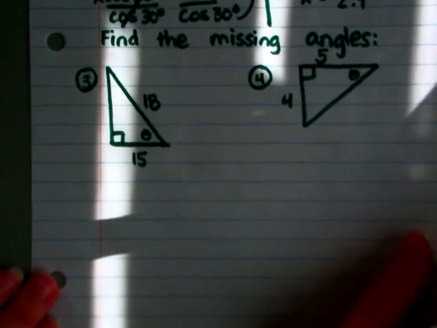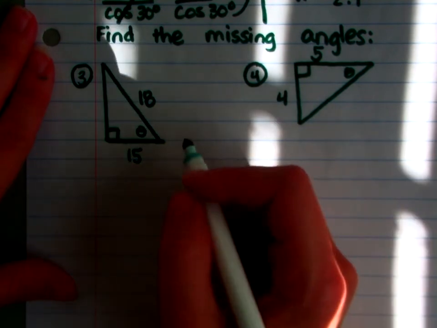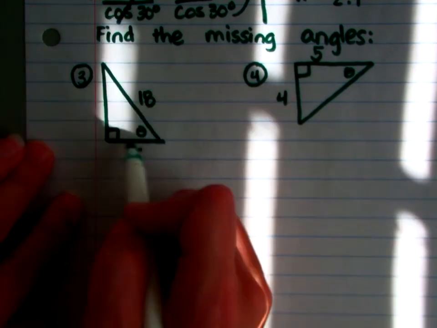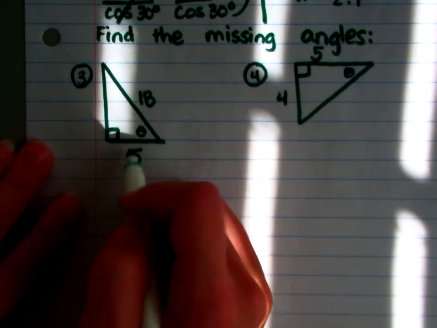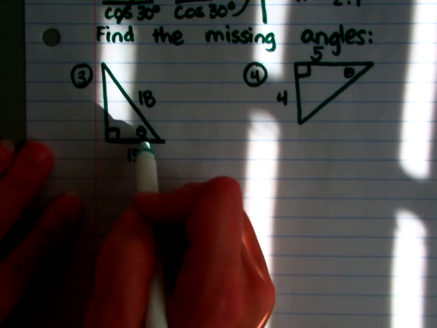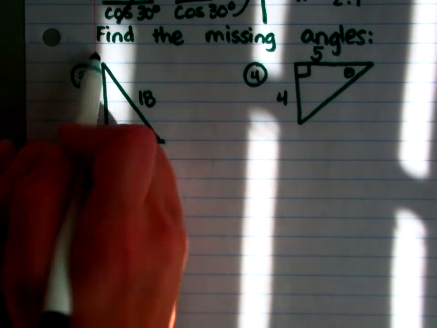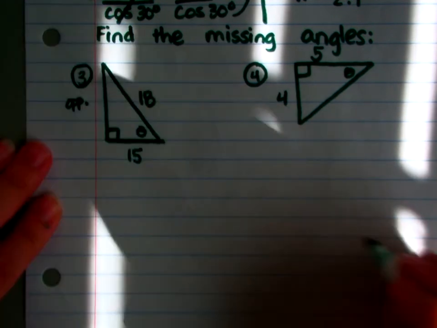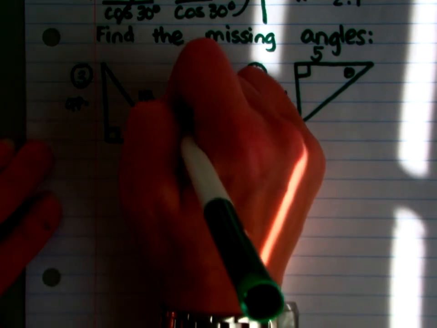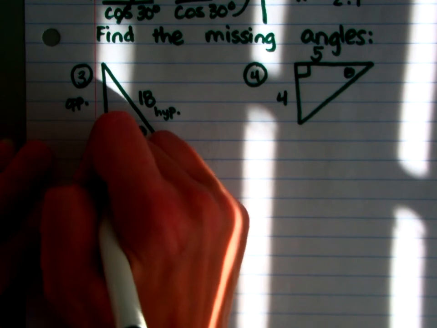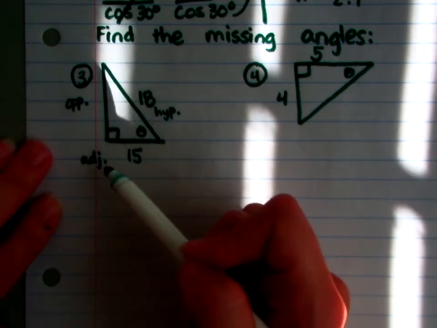We also learned in class how to find missing angles. Missing angles also use SOHCAHTOA. Right here is theta, and we're asked to find theta. You want to look at what these two measures are in relation to theta. Directly opposite of theta is this side, which we call our opposite side. Directly opposite of our 90-degree angle is our hypotenuse, which means that 15 has got to be our adjacent side. So we were given information for our hypotenuse and our adjacent side.